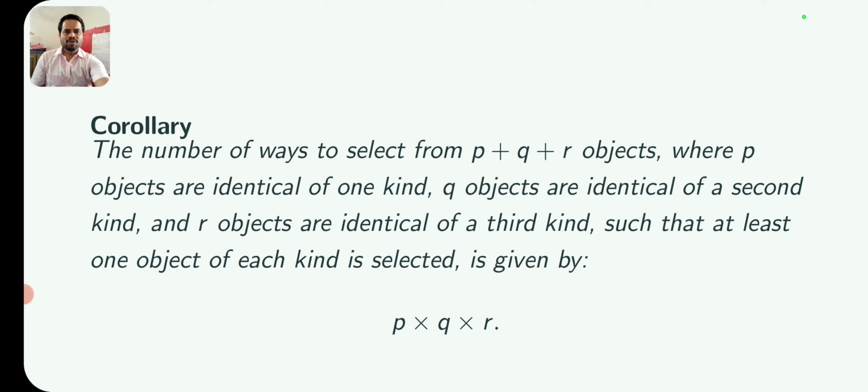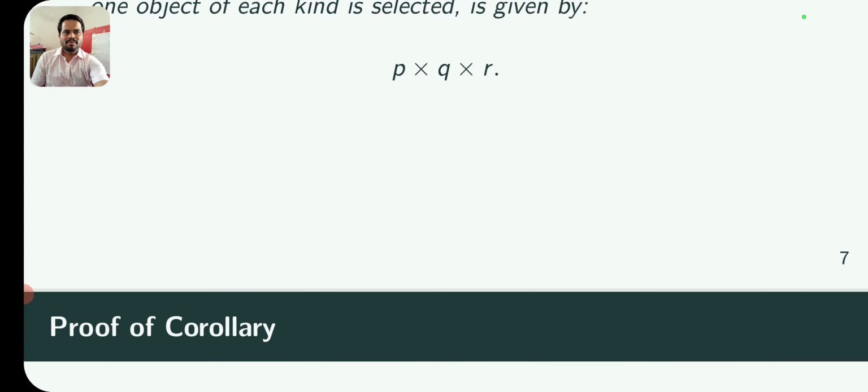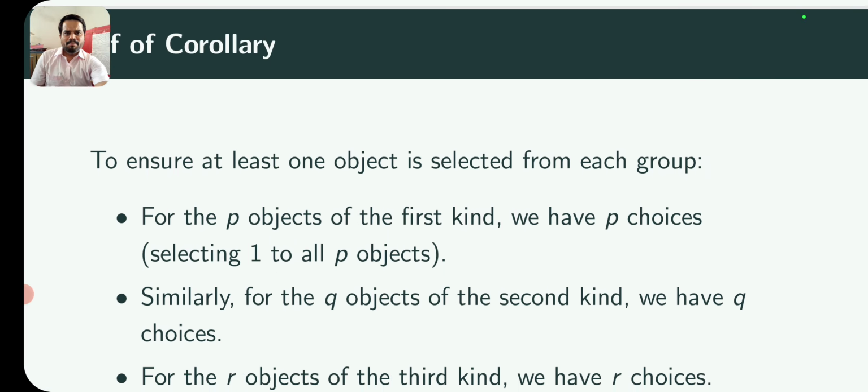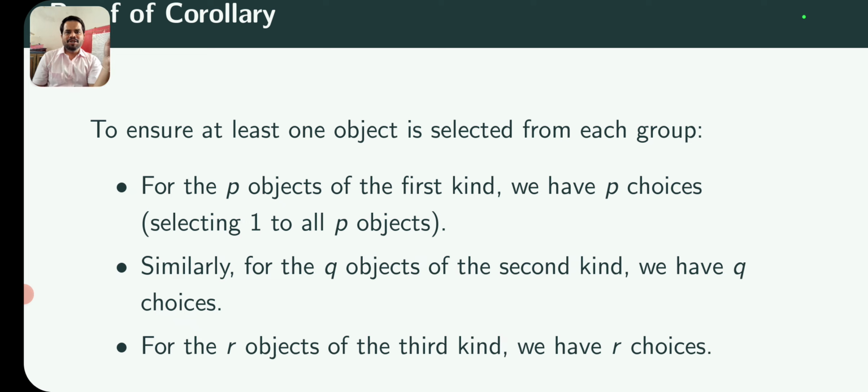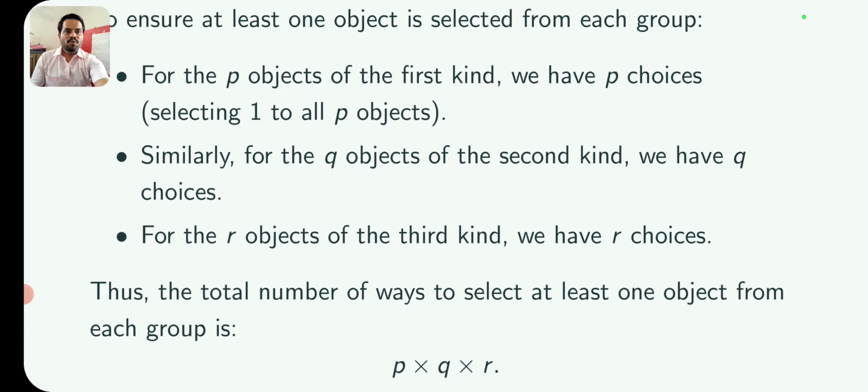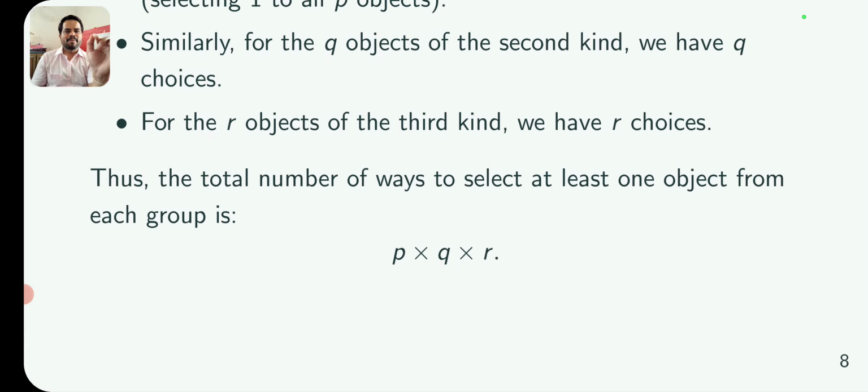So how to prove this one? For proving this, for P objects of first kind, we have P choices from 1 to all P objects. Similarly, for Q objects of second kind, we have Q choices, and for R objects of third kind, we have R choices. If we collect these choices, the total number of ways to select at least one object from each group is given by P, Q, R. So this is a very obvious corollary.